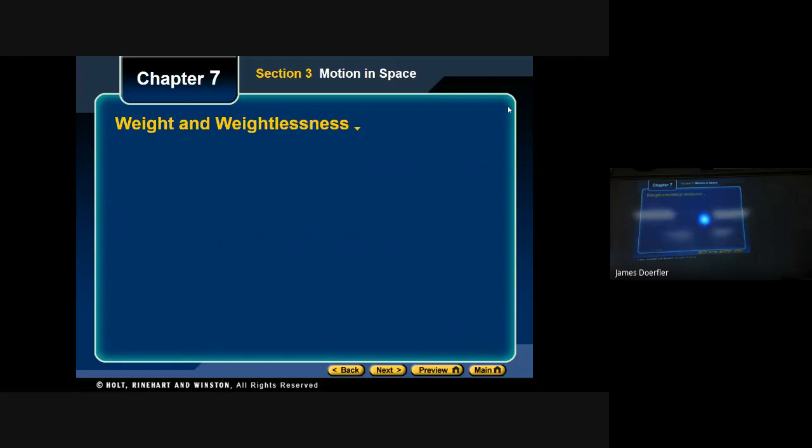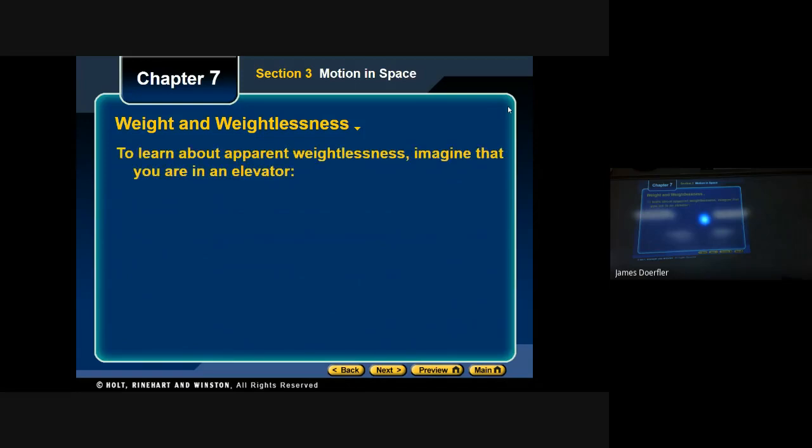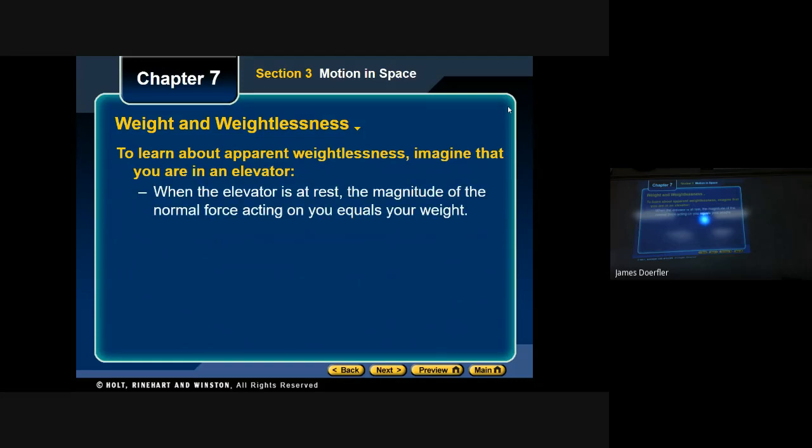All right. So the last topic that we mentioned in the objectives was weight and weightlessness. Whenever you hear about somebody being in space, they say, "Oh, I'm weightless." Well, it's not really weightlessness. So think about this. You're in an elevator. I'm sure you've been in an elevator, right? When the elevator is at rest, the magnitude of the normal force acting on you is going to equal your weight. That's going from way back in the school year.